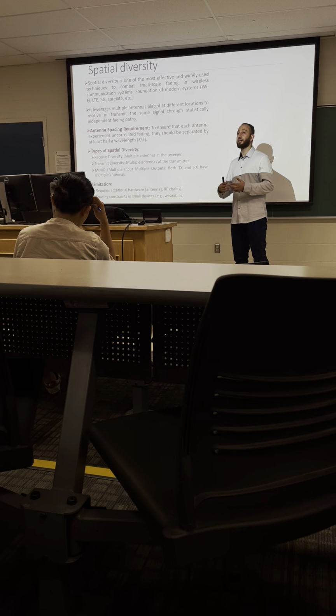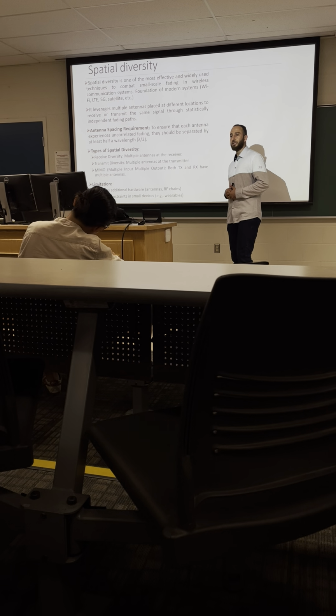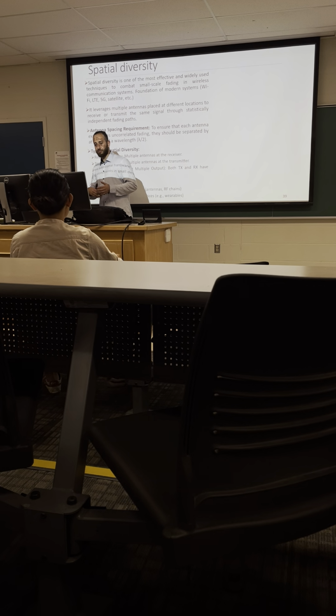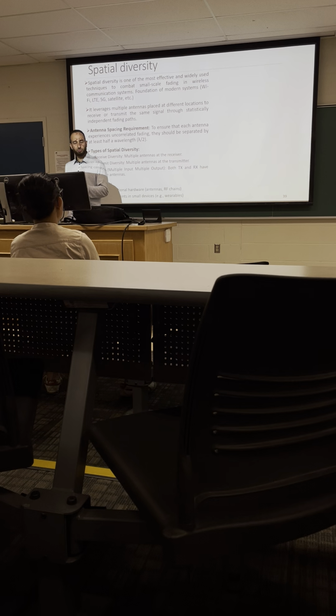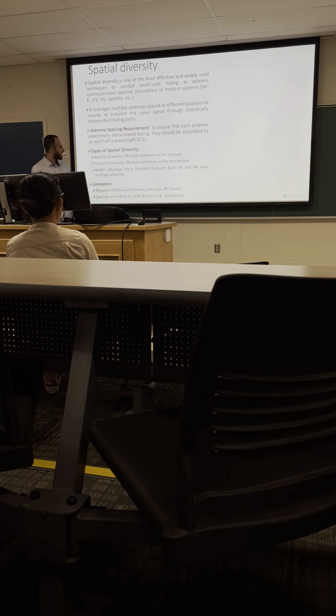So MIMO means that I have multiple antennas at the transmitter side and multiple antennas at the receiver side. You can send not only one piece of information. You can have subcategories of it, but we are focusing on diversity. So you have SIMO, you have MISO, you have MIMO.